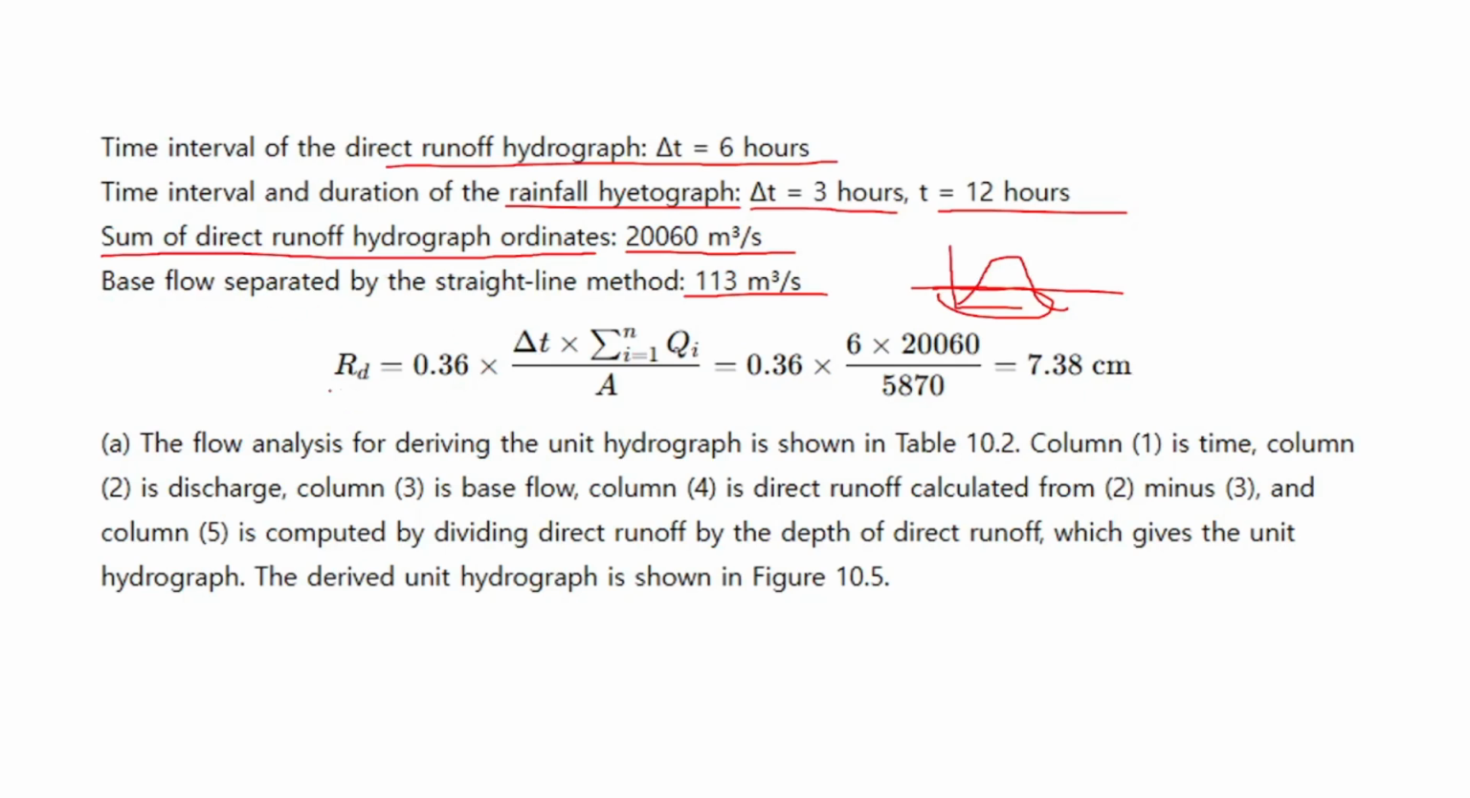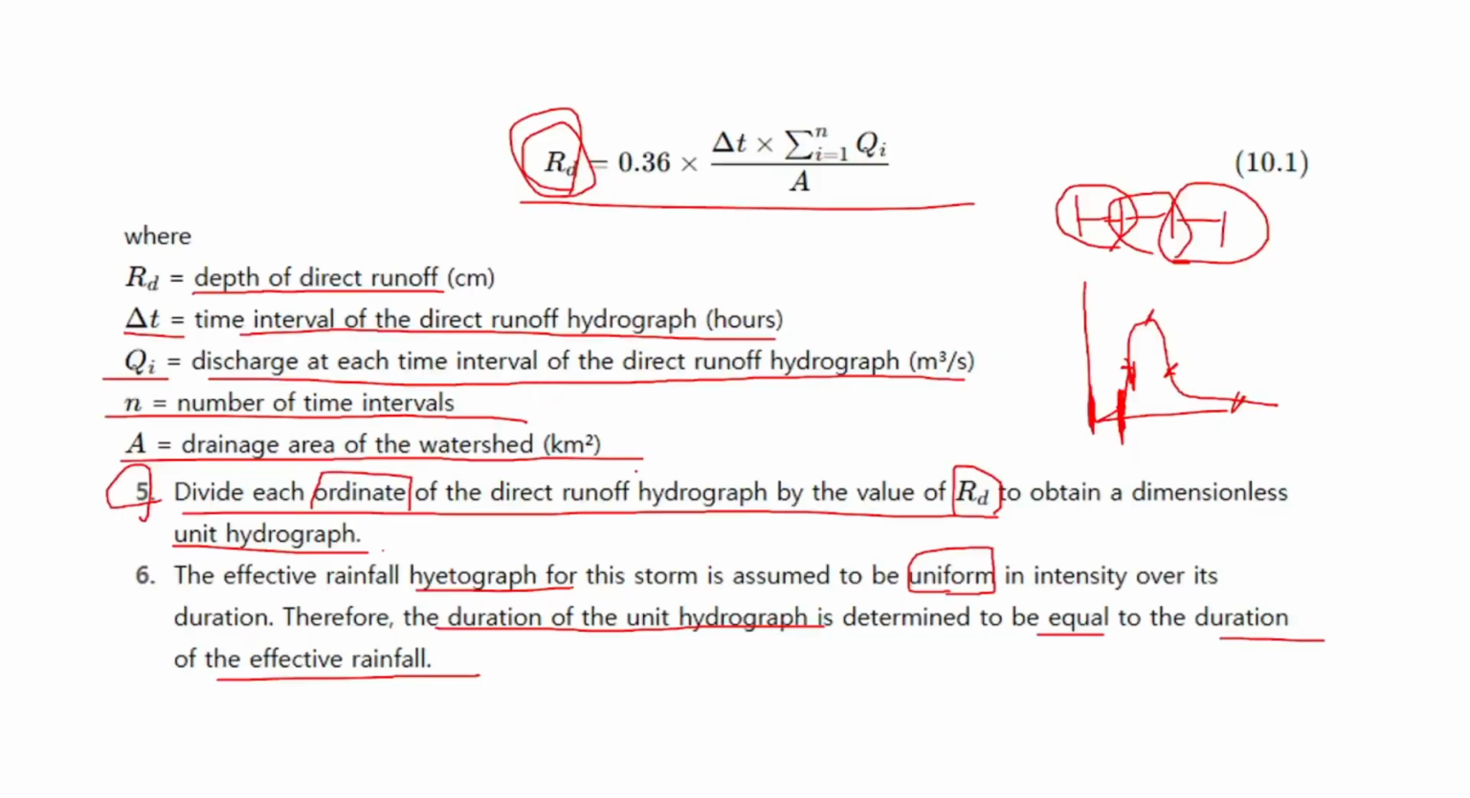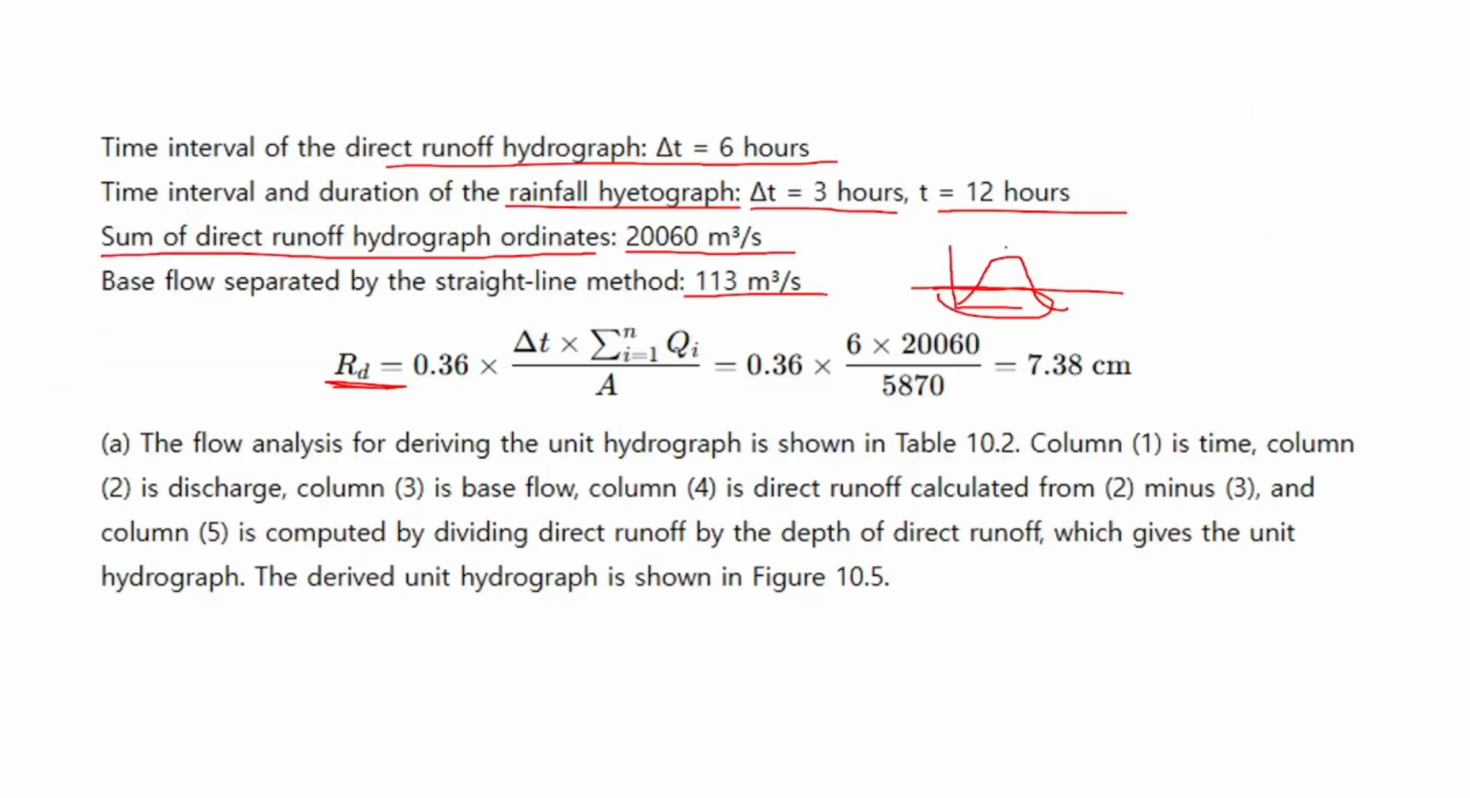So R sub d is the depth of the unit hydrograph. We're using this equation right here to get the depth of direct runoff. That's what we're trying to do right now. So we know delta T and we know Q sub i. We know delta T is 6, right? The time interval of the direct runoff hydrograph is delta T equals 6 hours. And then 0.36 is fixed.